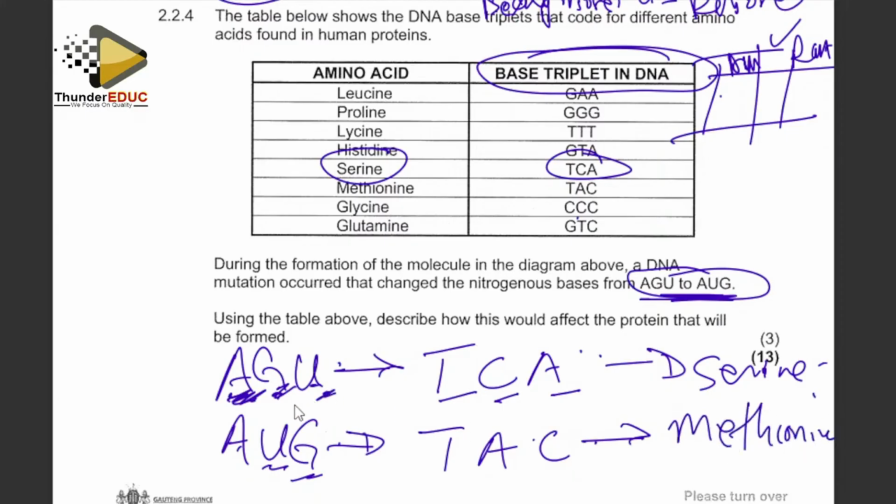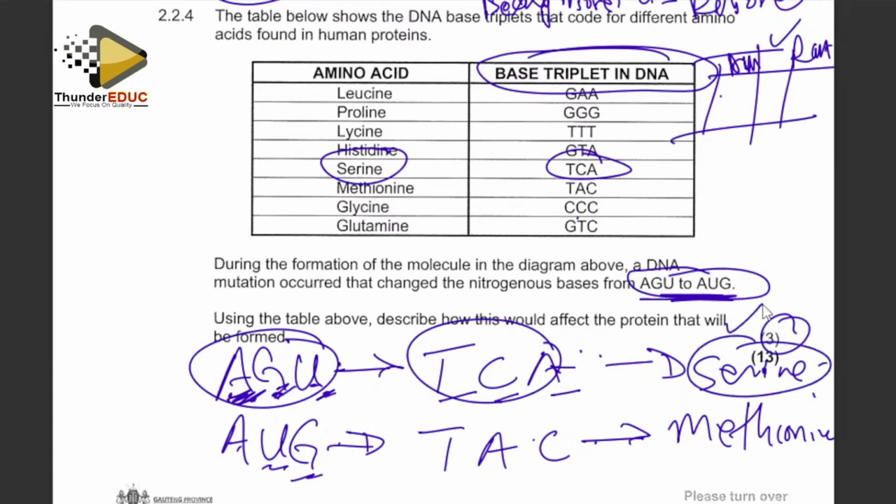Meaning that is 3 marks. Meaning that this would be translated to this, which codes for serine. Mentioning serine is a mark, that this one codes for serine. And then this is translated to this, which codes for methionine. You see? Mentioning methionine, that this codes for methionine, is another mark.